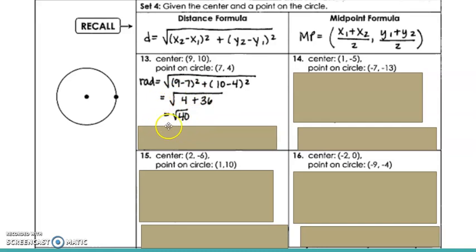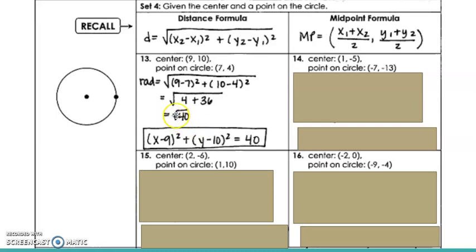In this case, I'm going to leave the radius as the square root of 40 because when I square it for my circle formula, it's going to just become 40. Remember, that square root cancels out. Then I can take my center and plug it in for my h and k into my circle formula.